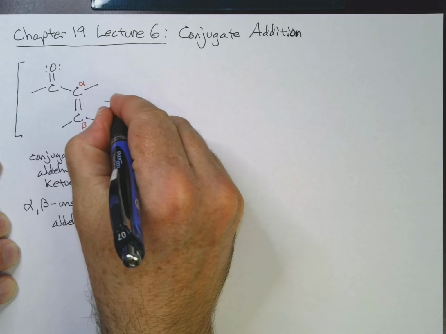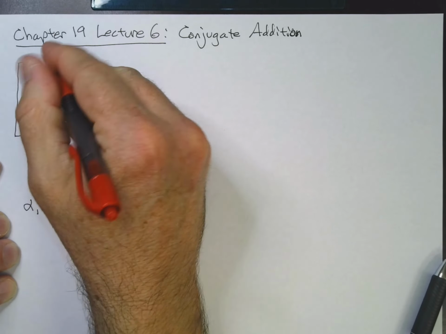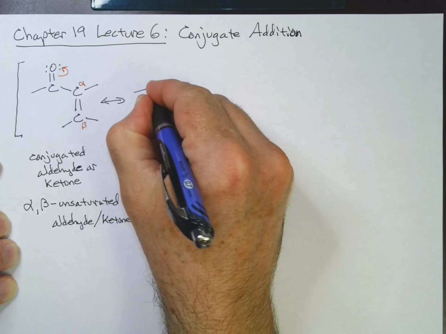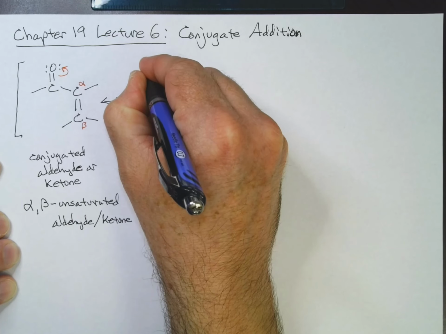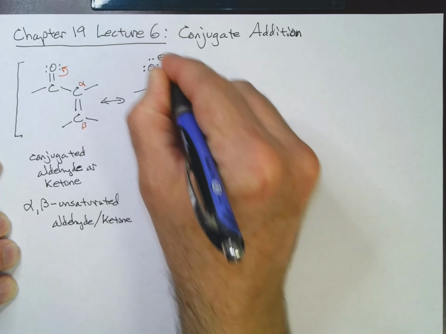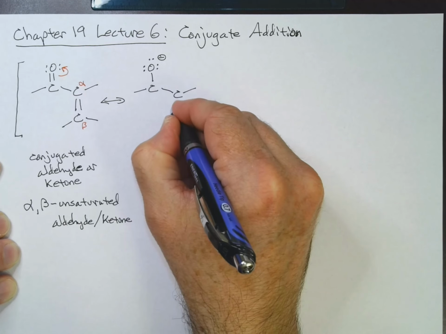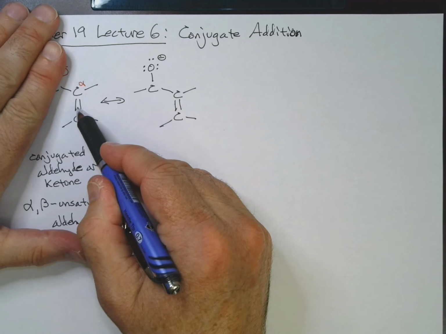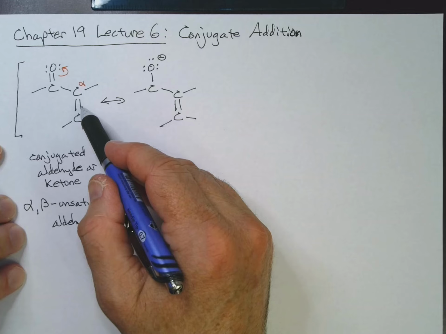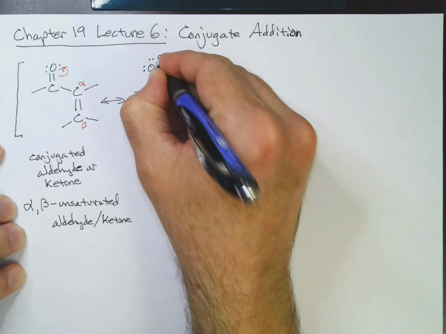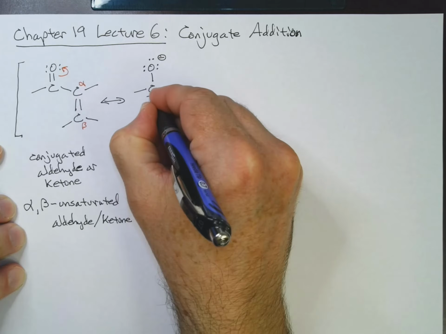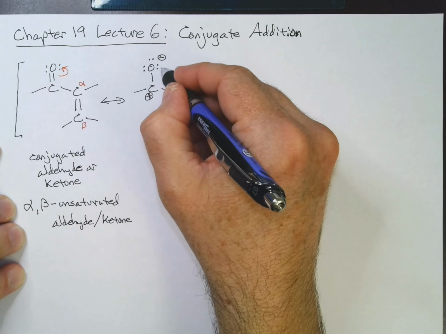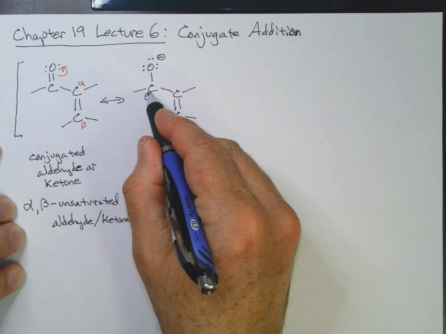Now let's go ahead and take a look at some resonance structures here. Why am I doing this? Well, I want to show you guys why these alpha beta unsaturated species react a little bit differently than regular aldehydes and ketones, and also they react differently than just a regular alkene. In this resonance structure, I have a full negative charge on the oxygen and a full positive charge on that carbon.